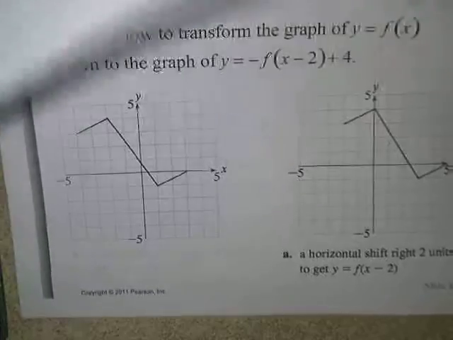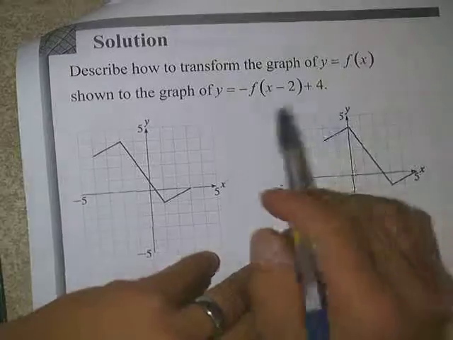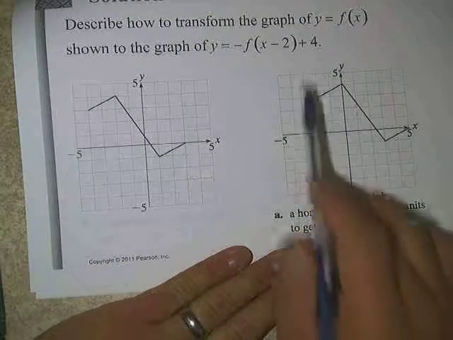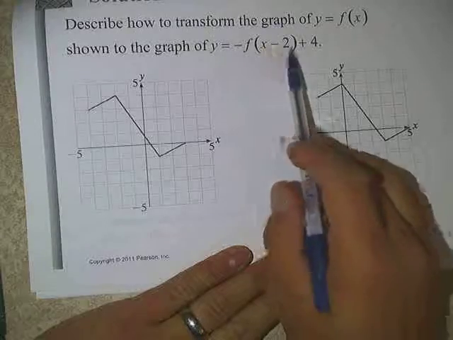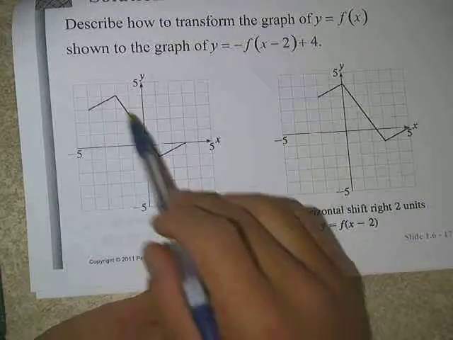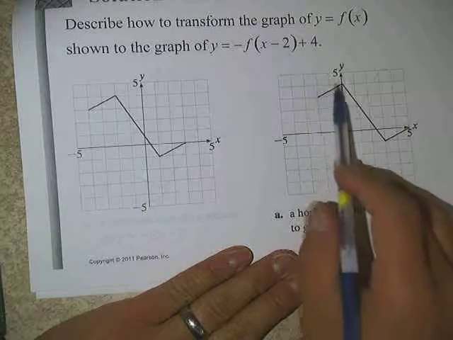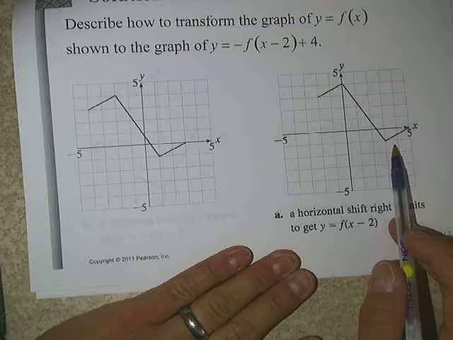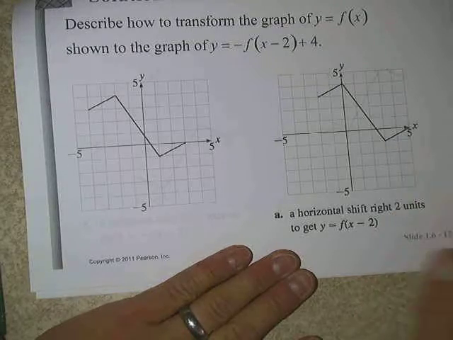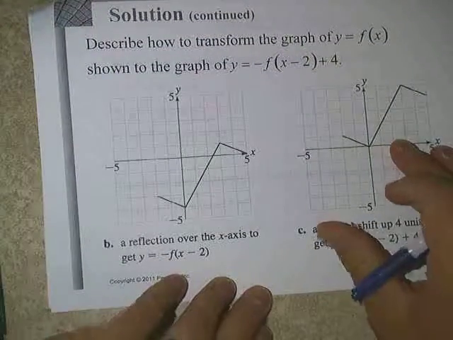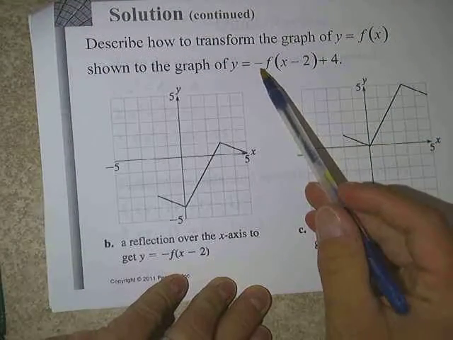In this case, it says describe how to transform f of x to show the graph of negative f of (x minus 2) plus 4. So we don't have an equation this time. We have a picture. We can see that there are points on here that we can work with. Ultimately, if we look at the original graph, we can see that there's a horizontal shift of 2 to the right based on this part. So if we take all these points and we shift them over 2 to the right, we would have this graph.